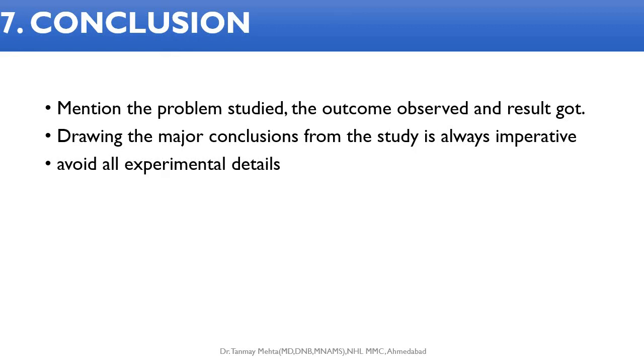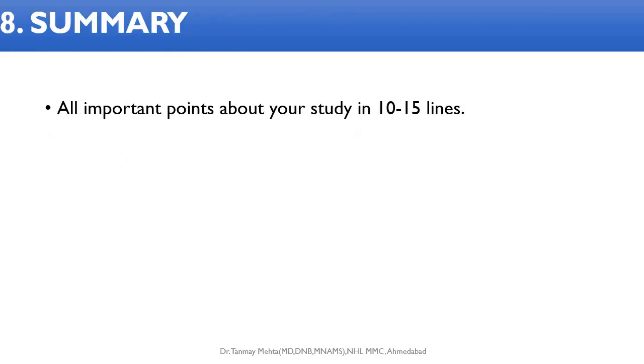Drawing the major conclusion from the study is always imperative, and avoid all experimental details here. Just the main problem and what are your major or significant findings from the study, you can mention here. Summary is all important points. Everything that you have written so far, you have to concise it in 10 to 15 lines. But the major thing is your objective and the result points.